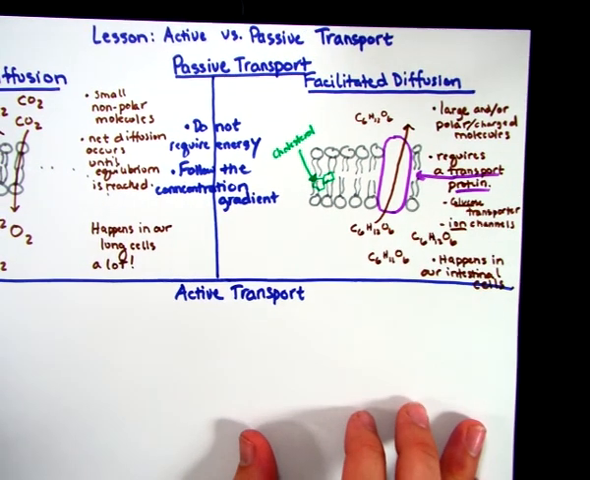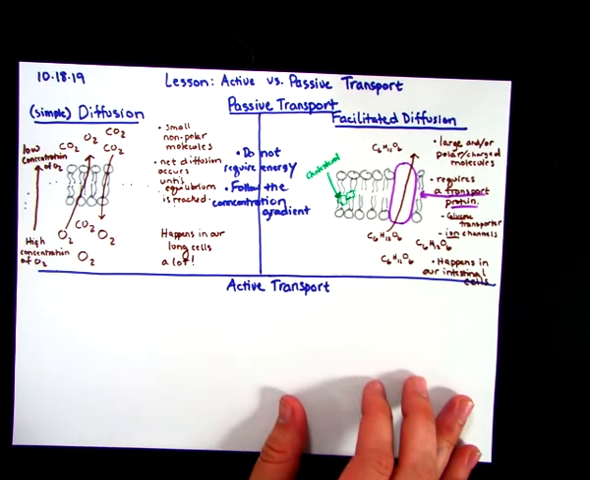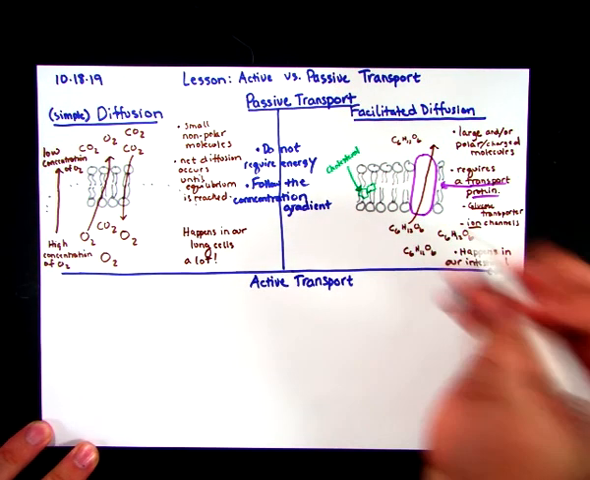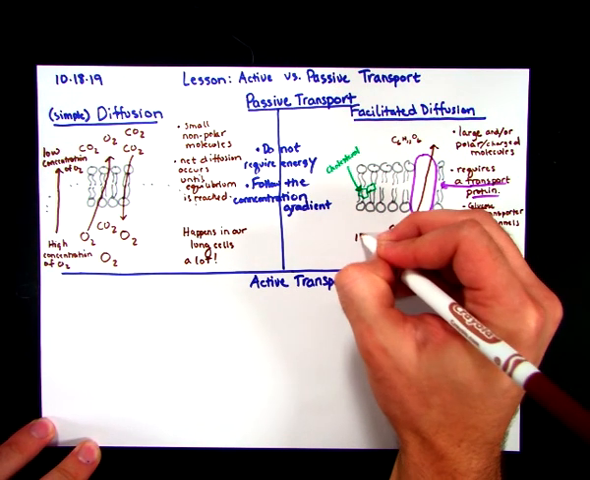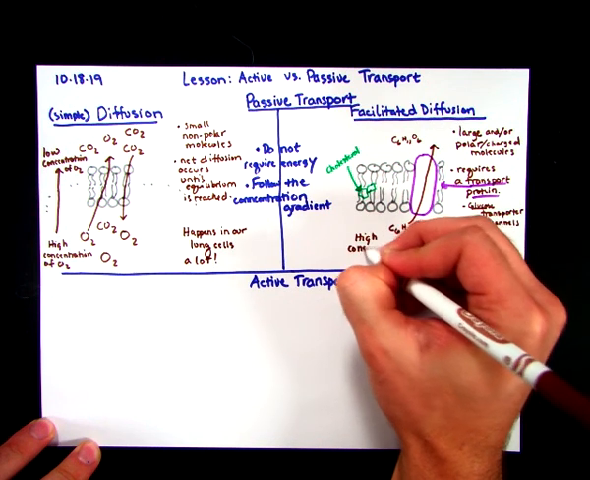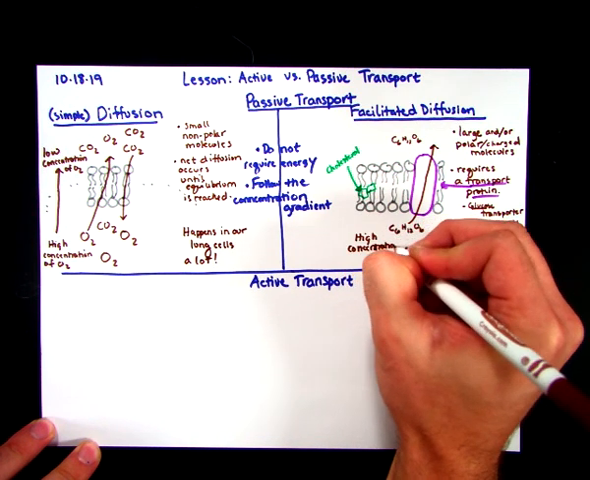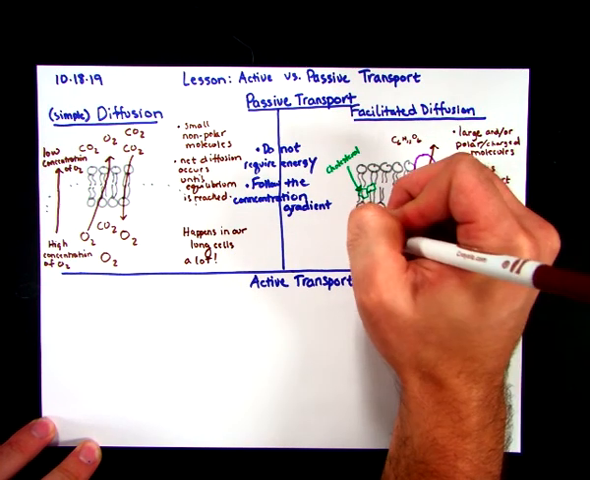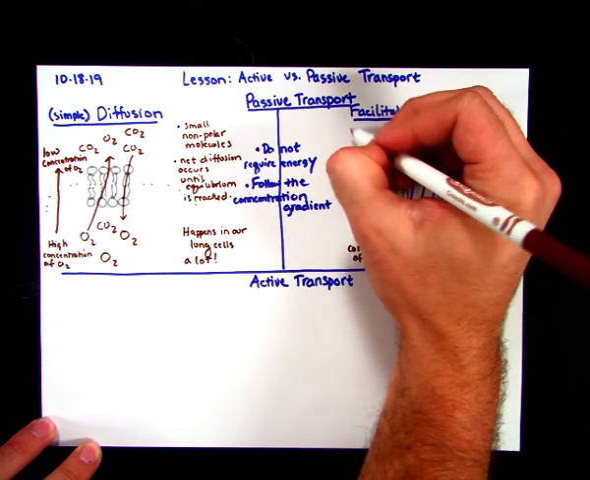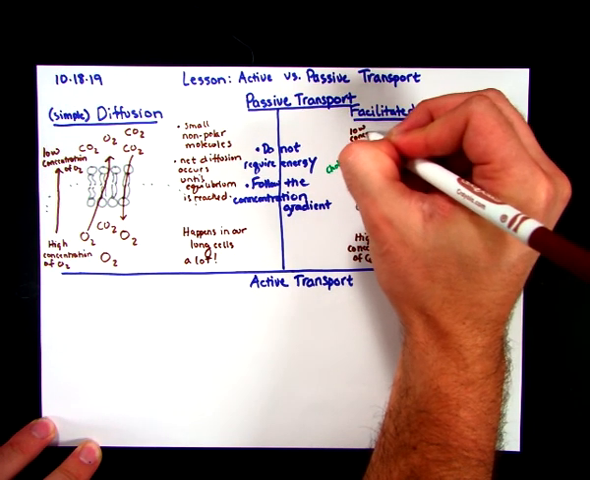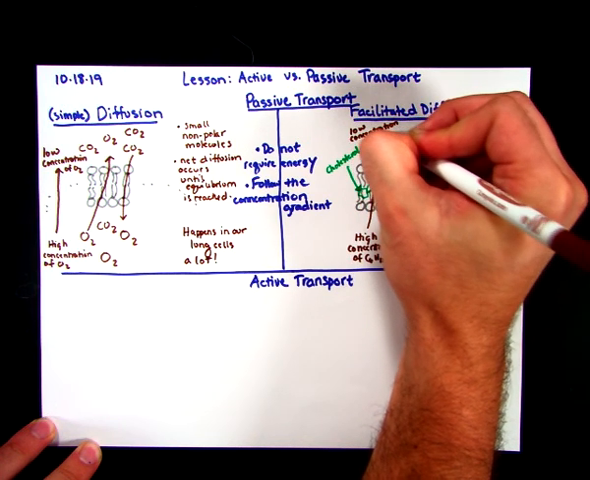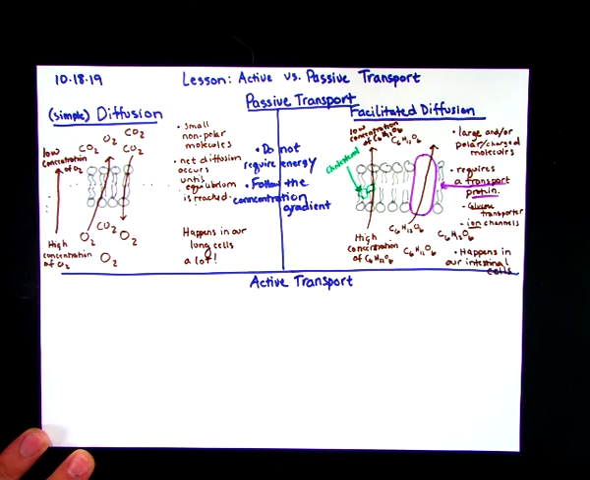Questions so far? So simple diffusion, facilitated diffusion. They both do not require energy, and they both follow the concentration gradients. So high concentration of glucose to low concentration of glucose.